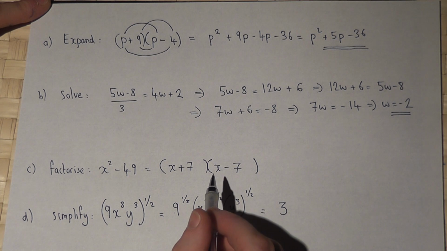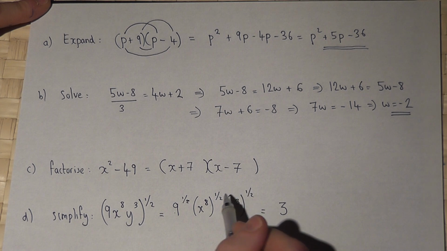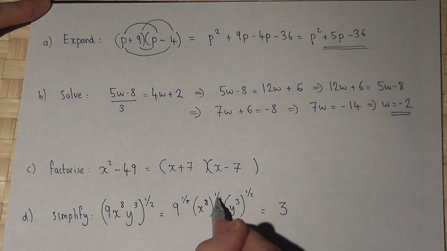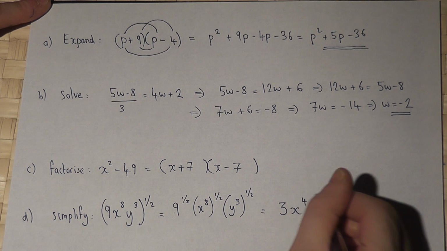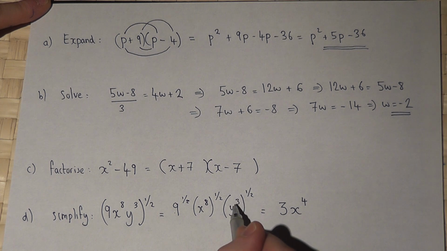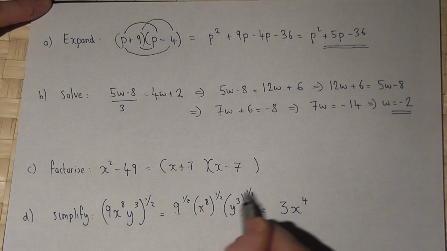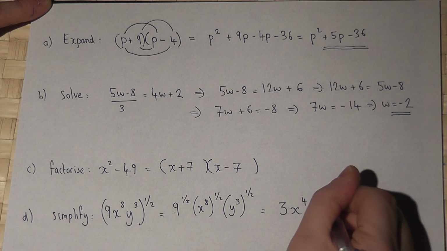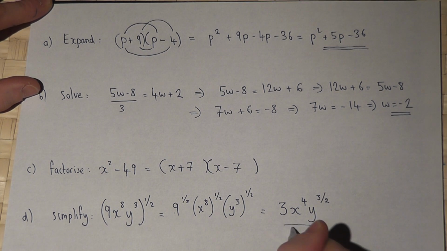However, when we've got powers to another power, there's a rule which is to times together the two powers. So 8 times a half is 4. So that goes to x to the power of 4. And 3 times a half is 1.5 or 3 over 2. So that goes to y to the power of 3 over 2. I prefer the fraction way. And that is the given expression simplified.